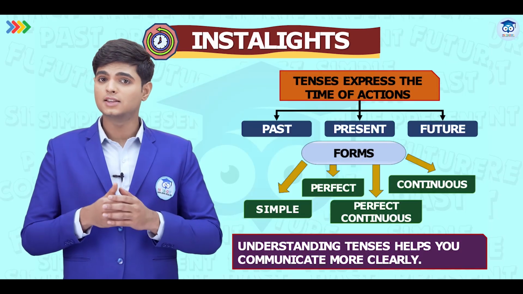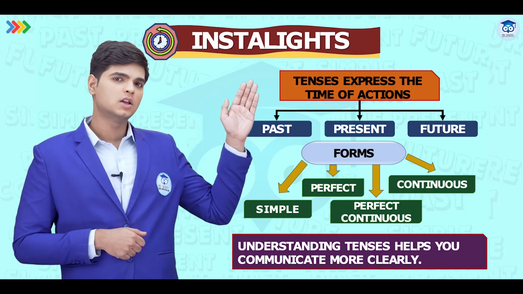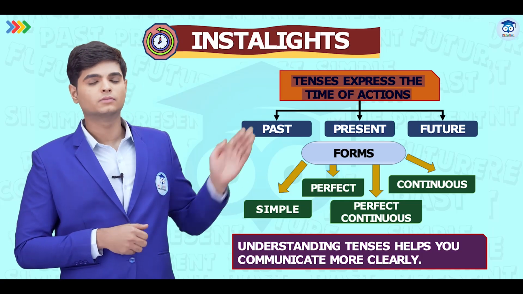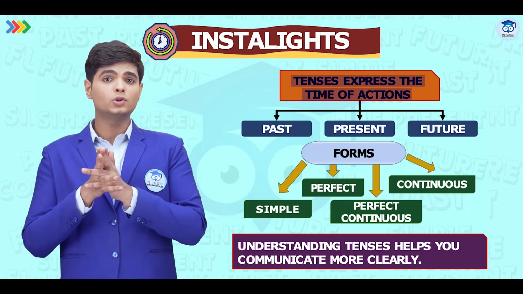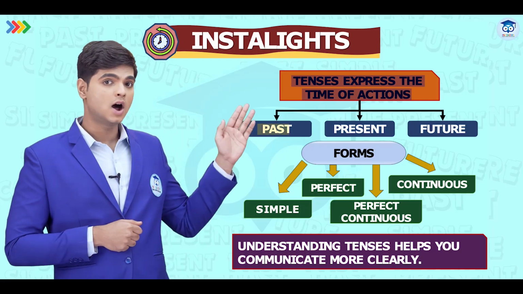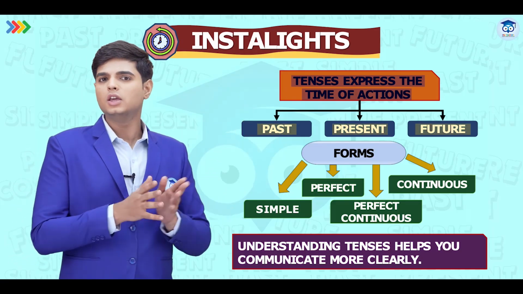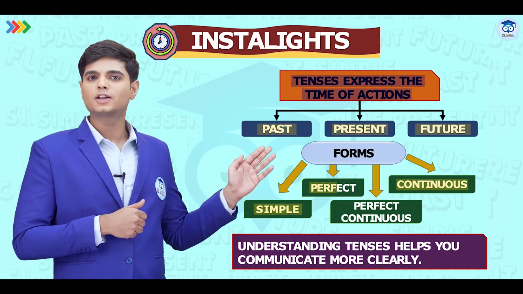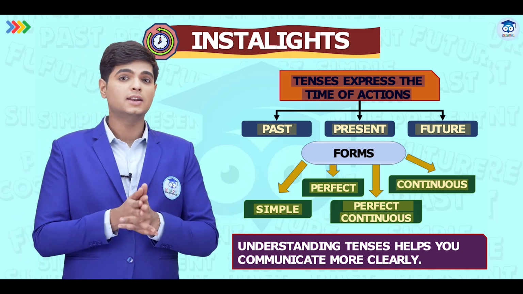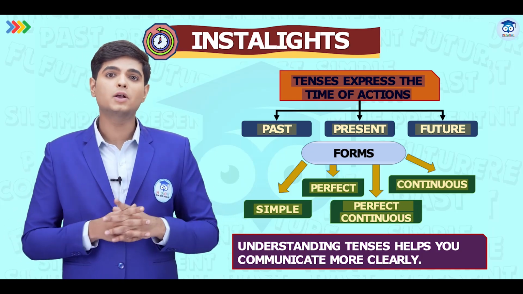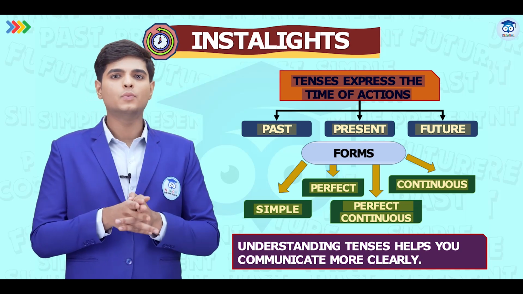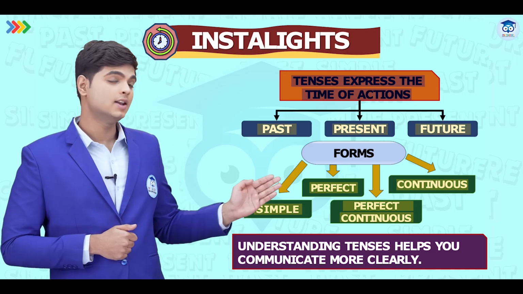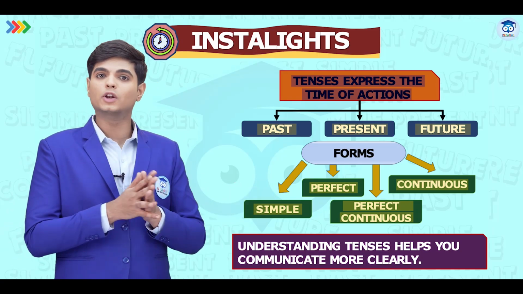Now let's summarize tenses with some quick Insta-lights. At the top, we remember that tenses express the time of actions. We saw that tenses are divided into 3 major categories: past, present, and future. Each of these has 4 forms: simple, continuous, perfect, and perfect continuous. Understanding how each of these forms work helps us structure a sentence properly, whether we're talking, writing, or reading. So here's the key takeaway. Understanding tenses helps you communicate more clearly.